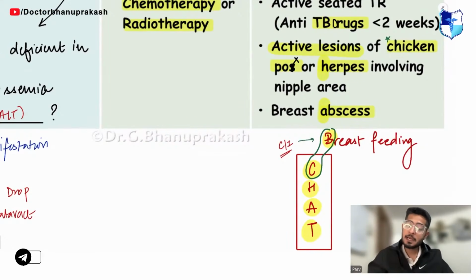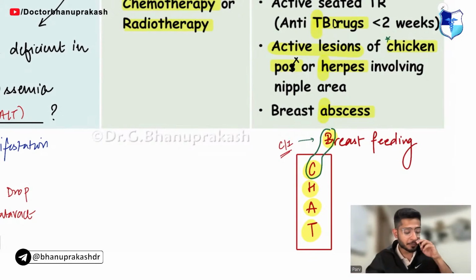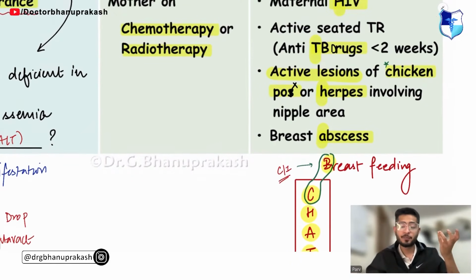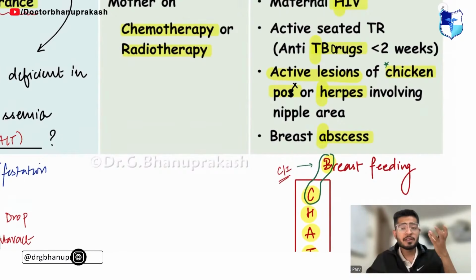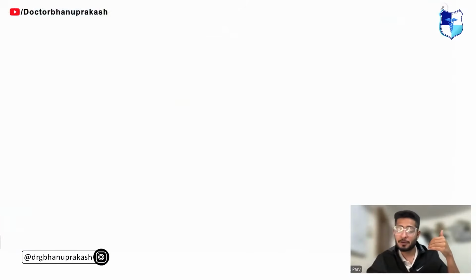And what about T? T is TB. So anti-tubercular drugs less than 2 weeks. If you're giving anti-tubercular drugs to the mother and it is less than 2 weeks, in all these conditions, advise the mother not to feed the baby.